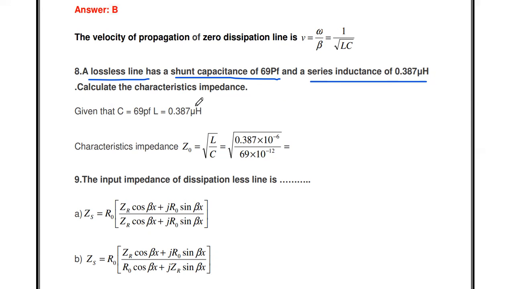So here for a lossless line, the C value and the inductor value are given. The question is that we have to find the characteristic impedance. You already know the formula for characteristic impedance for a dissipationless line. The other name of dissipationless line is lossless line. So the characteristic impedance is equal to square root of L divided by C, which is equal to square root of, L is 0.387 into 10 to the power minus 6, micro means 10 to the power minus 6, divided by the capacitor, 69 picofarad, so 69 into 10 to the power minus 12. So you just calculate the answer.